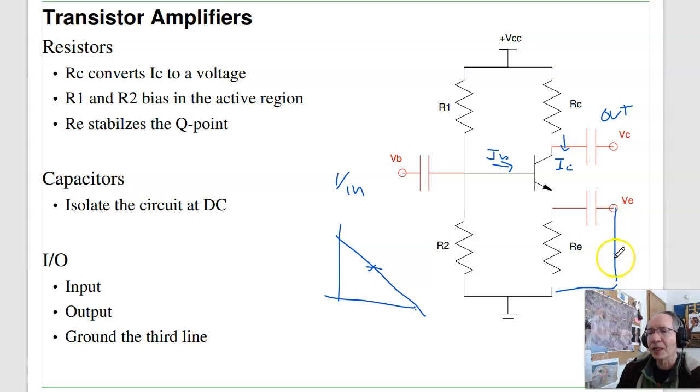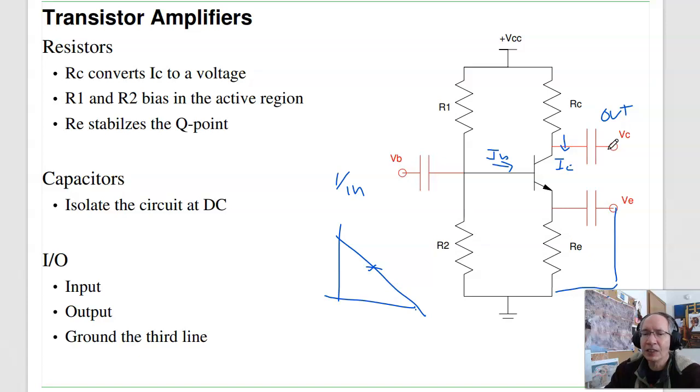There's three types. I could tie the emitter to ground, base to ground, or collector to ground. That gives me three different amplifiers: common emitter, common base, common collector. So in the coming lectures, we'll be analyzing all three of those.